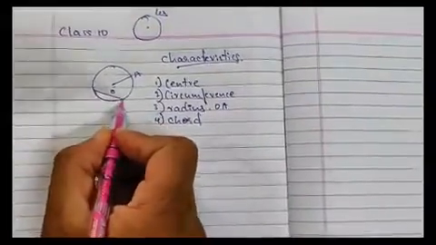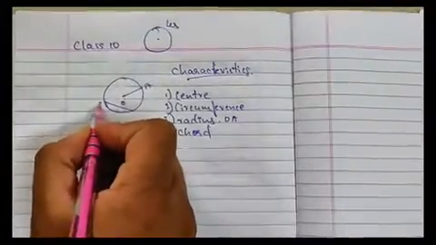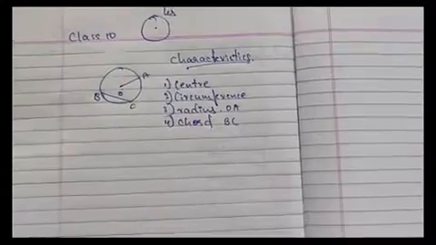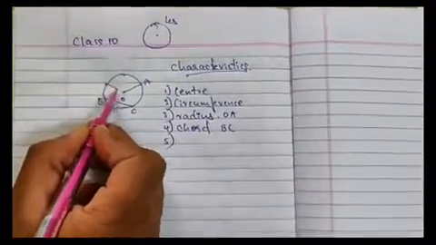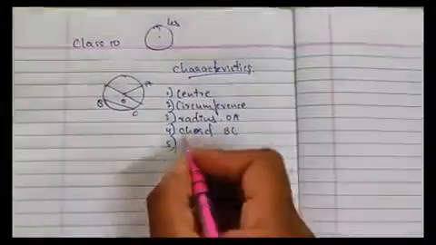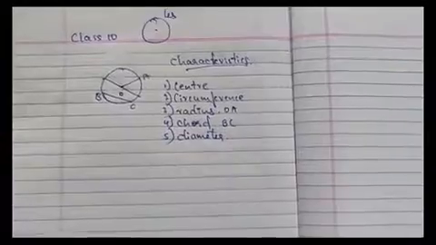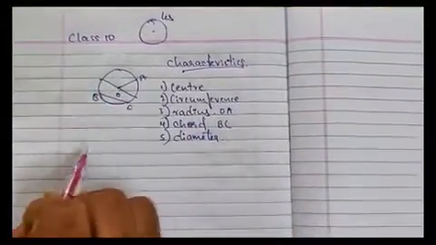Chord. What is a chord? A chord is a line segment meeting any 2 points on the circumference of the circle. Let us name them B and C. If this chord passes through the center of the circle, it is called a diameter. So what is a diameter? A diameter is a chord which is passing through the center of the circle.